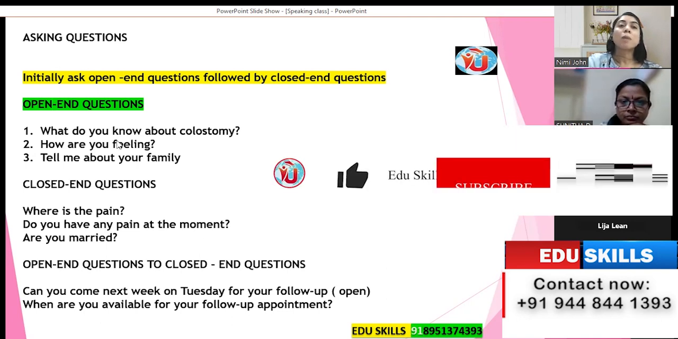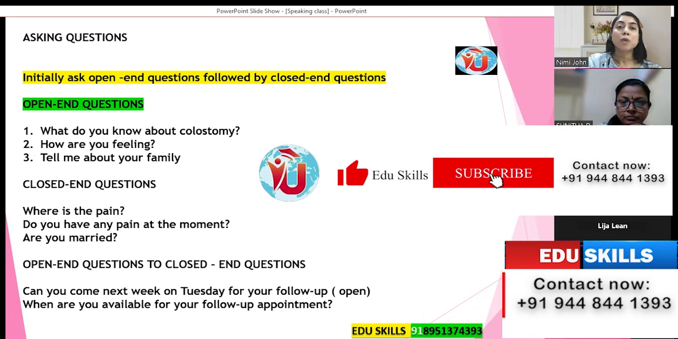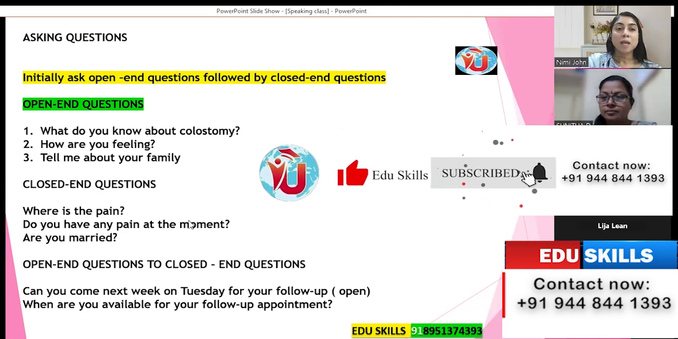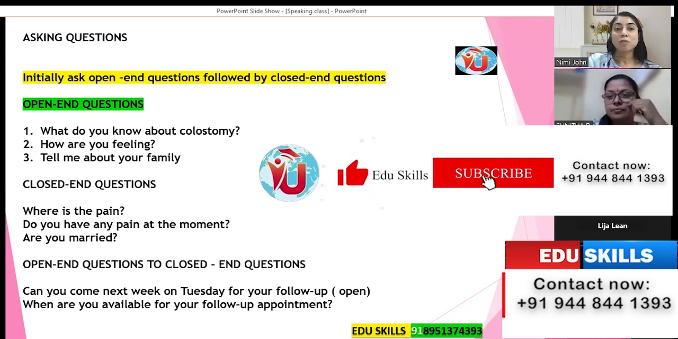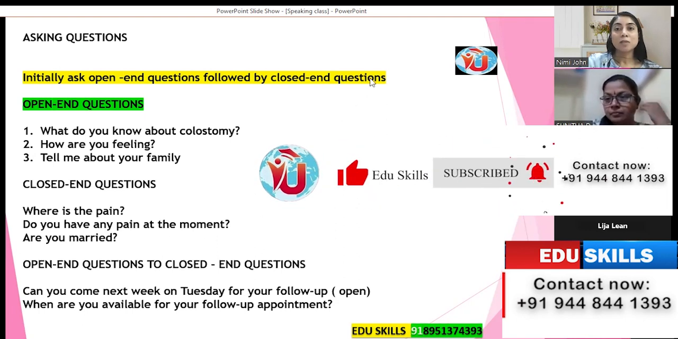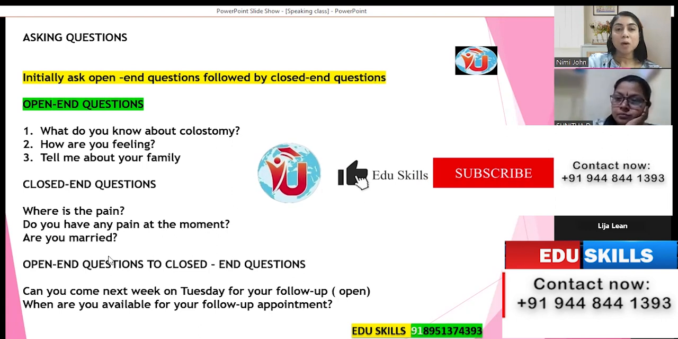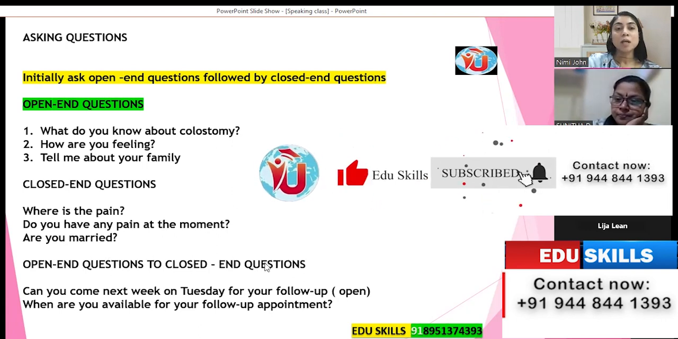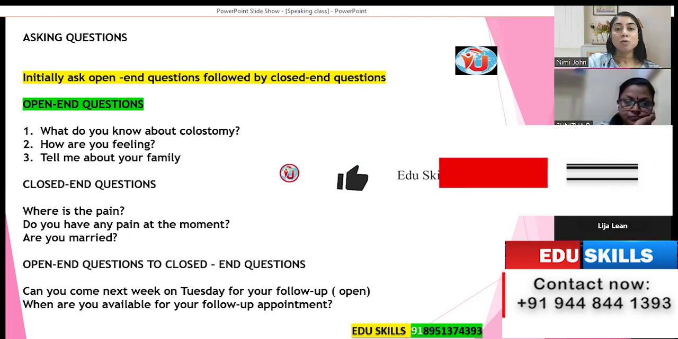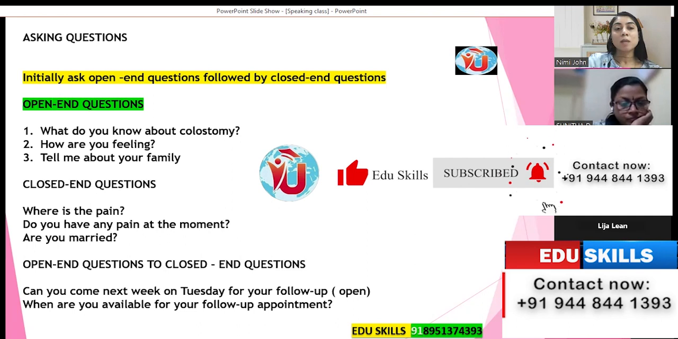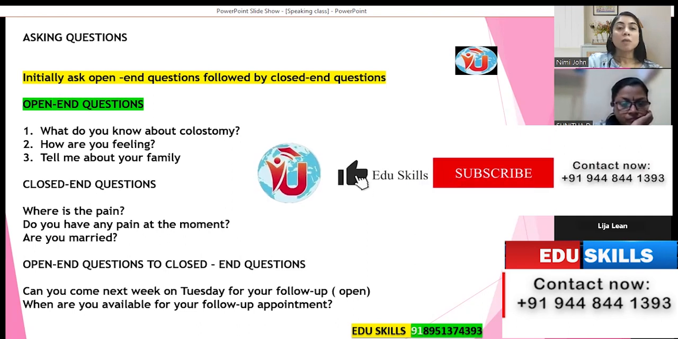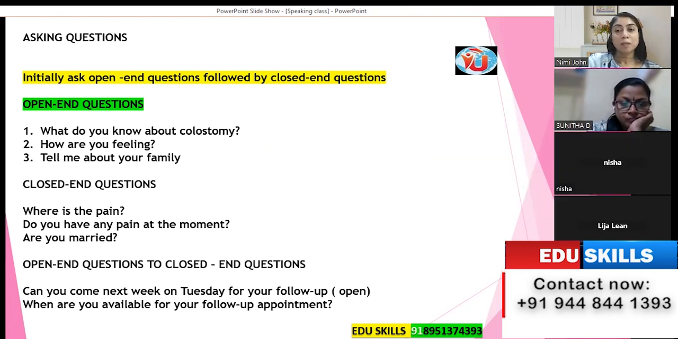Examples of open-ended questions: What do you know about colostomy? How are you feeling? Or tell me about your family. Closed-ended questions: Where is the pain? The exact location they will tell you. Do you have any pain at the moment? Yes or no. Or are you married? This is also yes or no. Then open-ended to closed-ended: Can you come next week on Tuesday for your follow-up? Or, sorry, when are you available for your follow-up appointment?